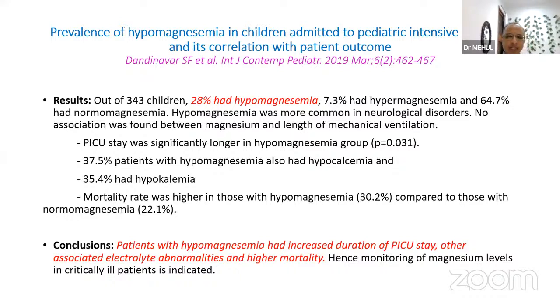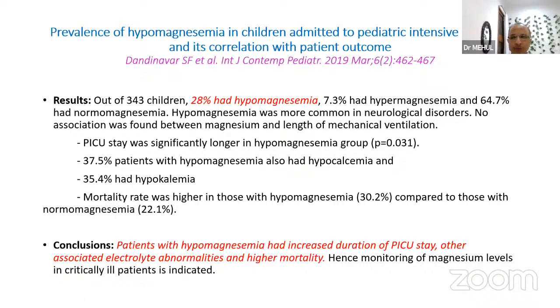We often don't pay attention to magnesium concentration in a sick child. We assume that the child has come acutely and things are going to be okay and fine. But in this study from Karnataka, from Hubli, 344 children admitted in the PICU were prospectively followed for the incidence of hypomagnesemia. And it was surprising that almost a third of this 344 children had hypomagnesemia.